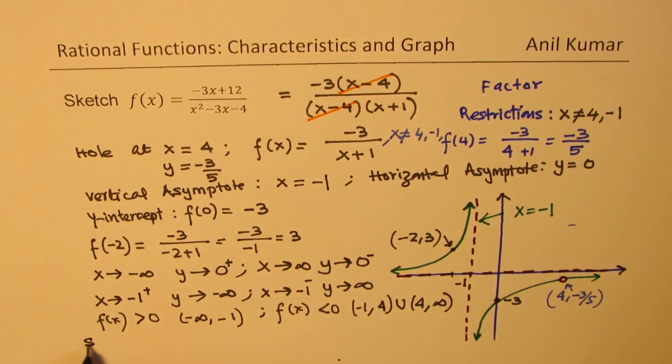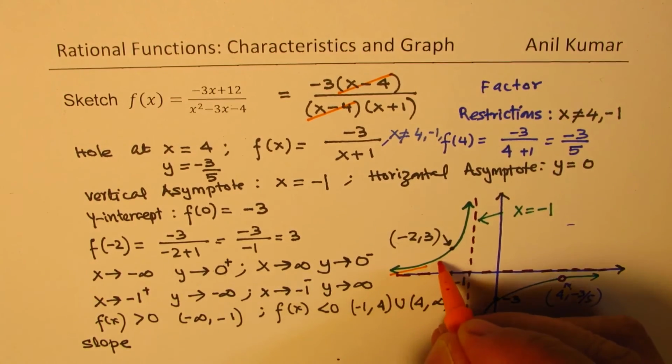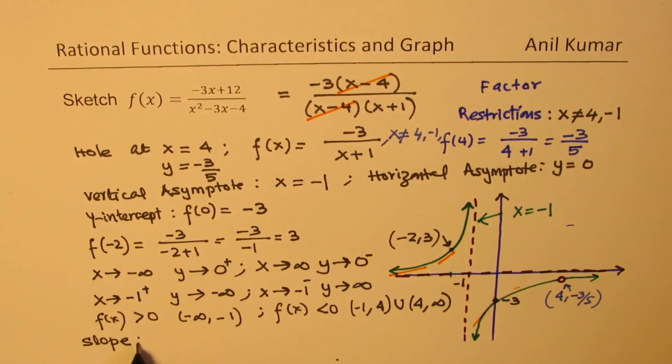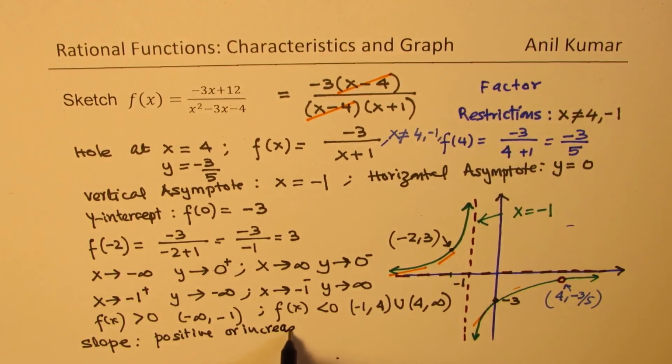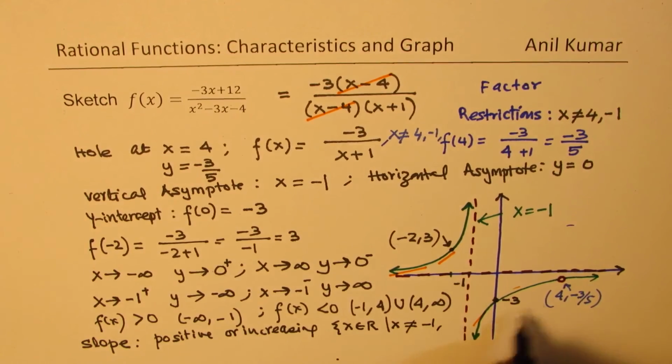Now, let's talk about slope. Slope is the tangent on the curve. It is rising. Do you see? So slope is positive or increasing for x belonging to real numbers where x is not equal to minus 1 and 4. You could write it like this also.